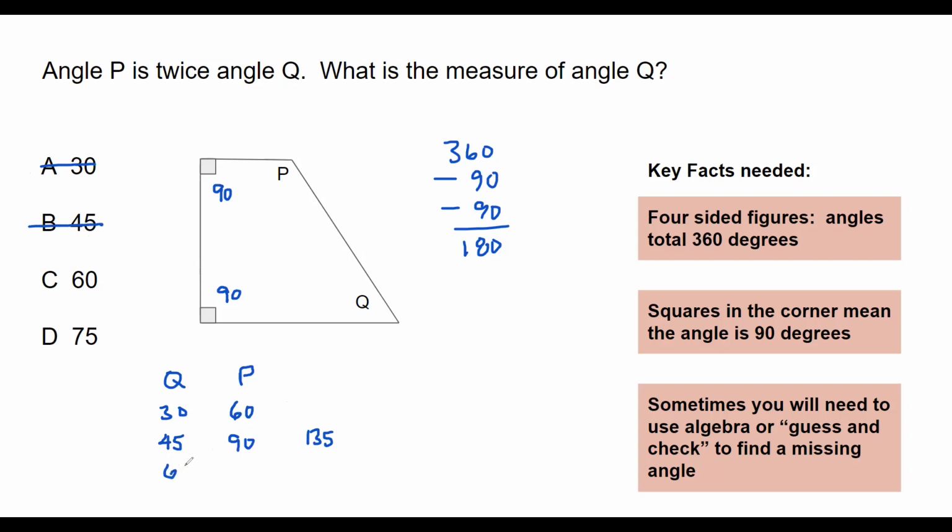How about C, 60? That means that P would be twice 60, 120. 60 plus 120 gives us 180. So answer C must be our answer. P is 60, Q is 120. Now, we could have used algebra, as I mentioned, but I think that guess and check is probably an easier way to figure out that problem.